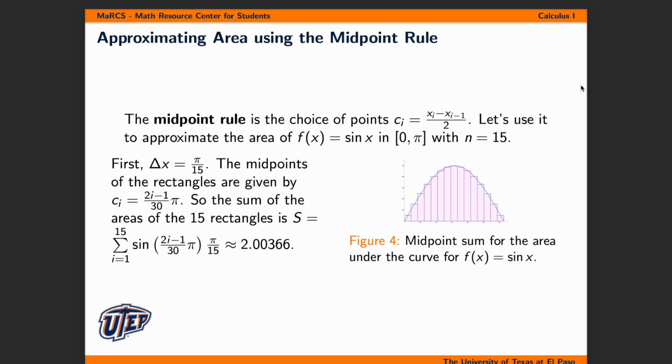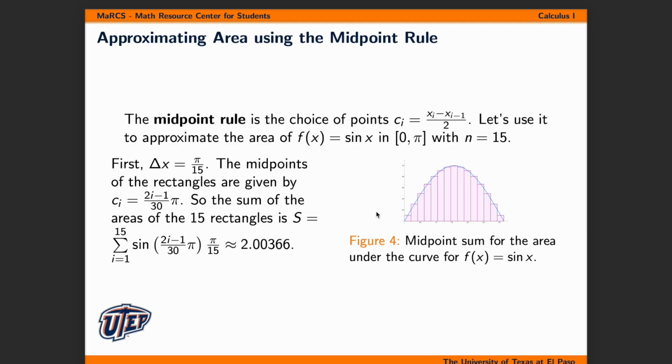Now we will be approximating the area using the midpoint rule. So the midpoint rule is the choice of points ci, where that is equal to our second point plus our first point divided by 2. So the midpoint between these two points. So we'll use it to approximate the area under our function f of x is equal to sine of x in the closed interval 0 to pi, with n equal to 15.